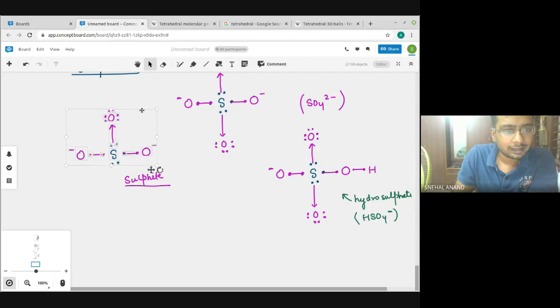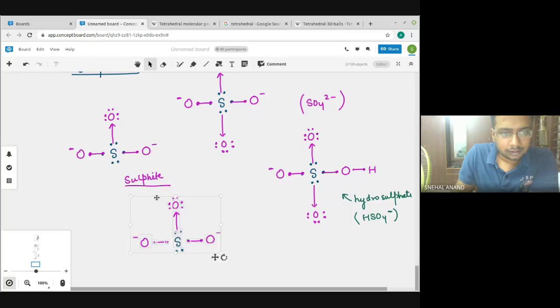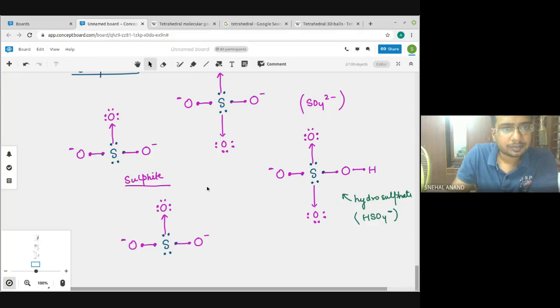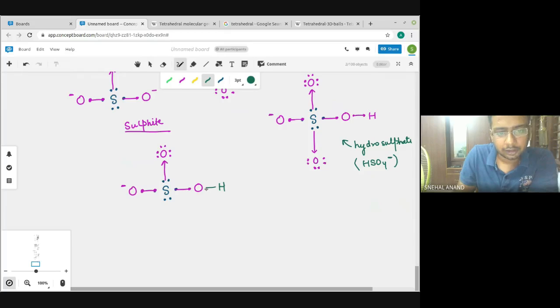Some other day, this sulfite decides that I will not take an electron from anyone else. I'll just share it with another hydrogen. So this oxygen is already happy. Now you need just one. This is called hydrogen. Yeah, once upon a day. So this is hydrogen sulfite.